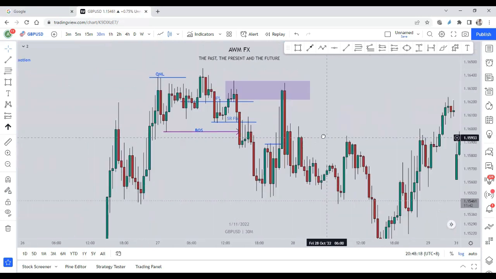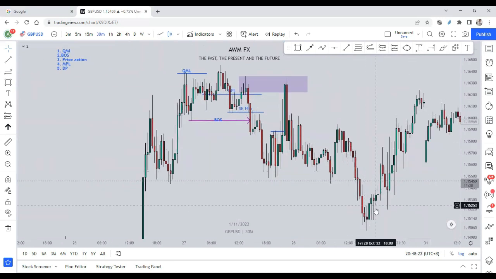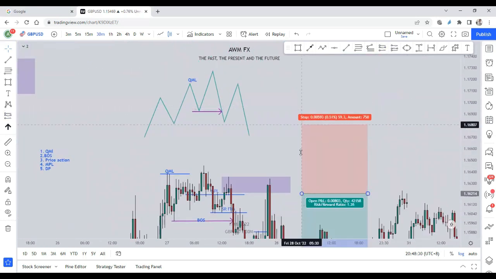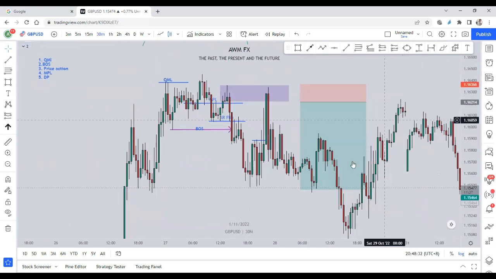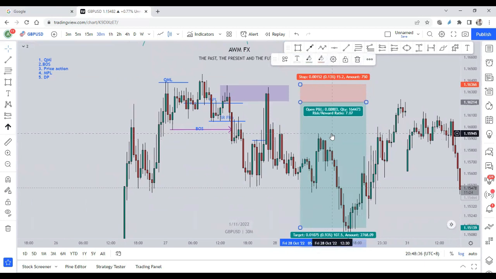As the price moves into the zone, it touches and then it drops quite a lot, giving you a quite nice risk reward return. Just let me get the measurement. Yeah, 1 to 7, which is actually very, very good.